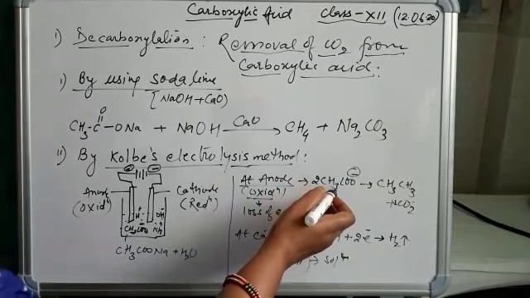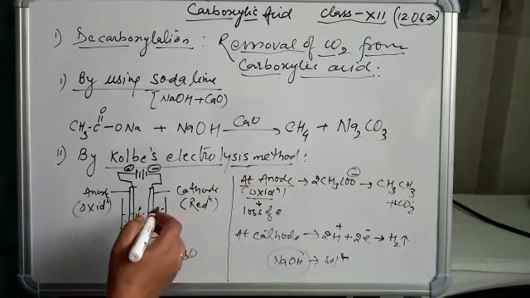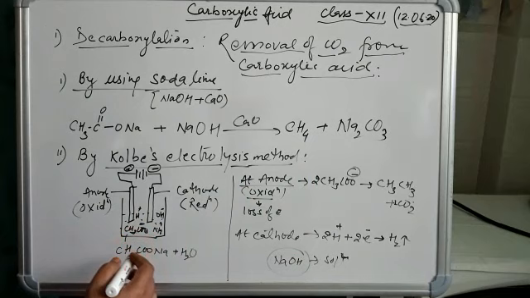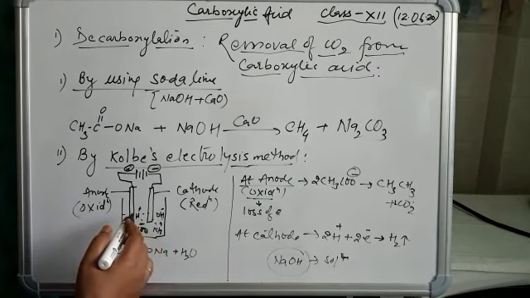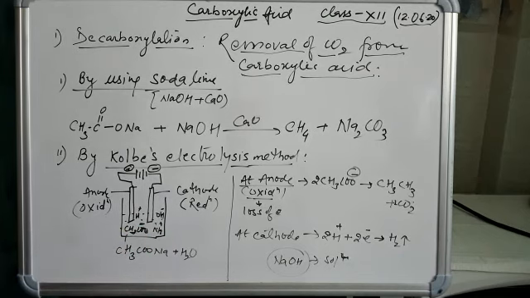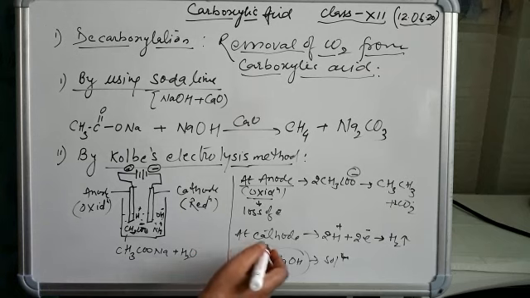Acetate ion and OH ion: the reduction potential of OH ion is greater than acetate ion, so acetate ion is oxidized first. Similarly, sodium cation and H cation: the reduction potential of sodium cation is greater than the H cation, so H cation is reduced at the cathode.